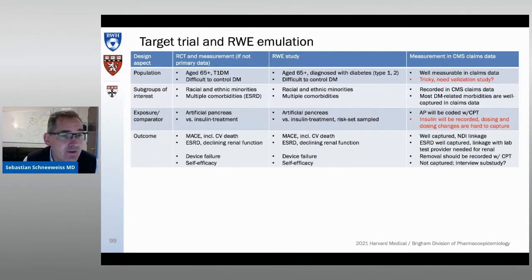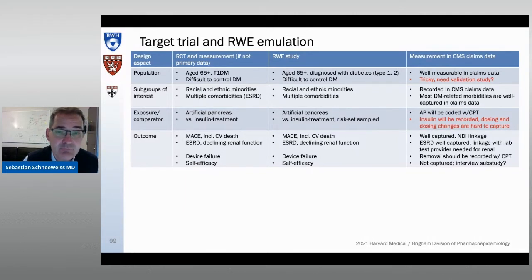Okay, so the outcomes of interest are major cardiovascular events, including cardiovascular death. It is declining renal function. End-stage renal disease might be one of the endpoints. Another endpoint might be device failure, explantation of the device, and we also have self-efficacy in a gap analysis. The MACE endpoints are well captured in claims data. These are hospitalizations for MI, hospitalizations for acute coronary syndrome and things like that, stent implantation.